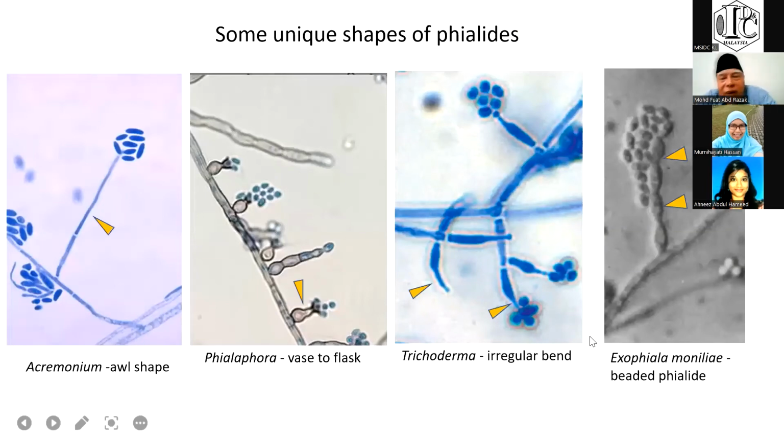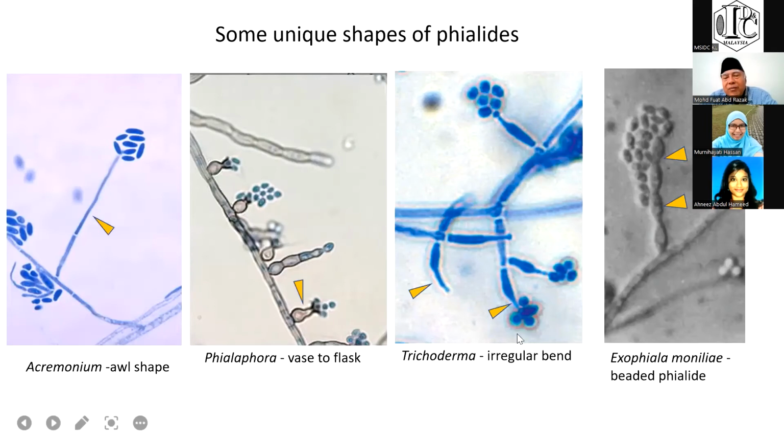Okay, we know phialides produce conidia, whether in balls or in chains, and whether they have a collarette or not. But another feature of phialides is that they come in various shapes. Some phialides of molds are very unique. Like in Phialophora, the phialide is described as vase-shaped, like a flower vase. It's very beautiful. A flower vase with balls of conidia. So this is Phialophora verrucosa. And in Acremonium, you can see here, very long phialides, but tapering towards the end. So this is called awl-shaped.